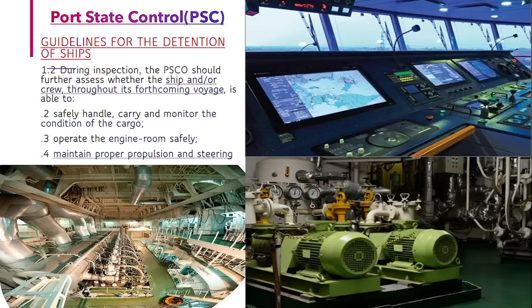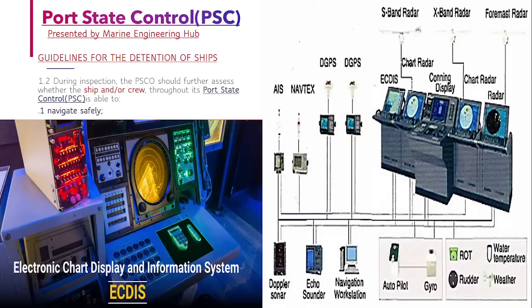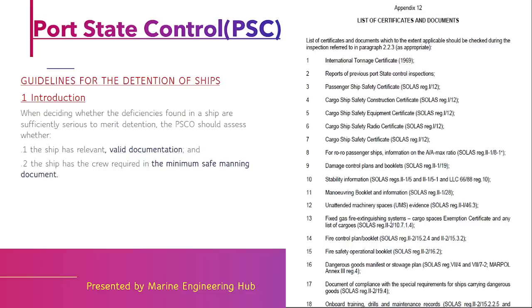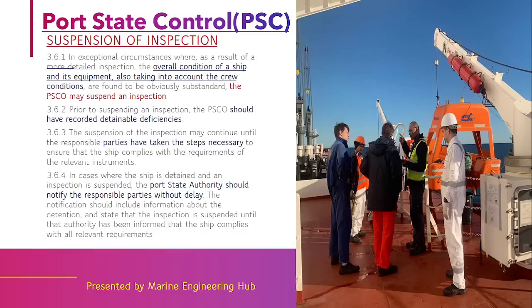Friend, if you want to know the basics about the PSC, then you can watch part 1 in which I have explained what PSC is, what no more favourable treatment is, and the types of inspection such as initial inspection, more detailed inspection, and other things. But if you want to know the clear grounds based on which a ship can be subjected to a more detailed inspection, you can watch part 2. Part 1 and part 2 you can find in the description box.